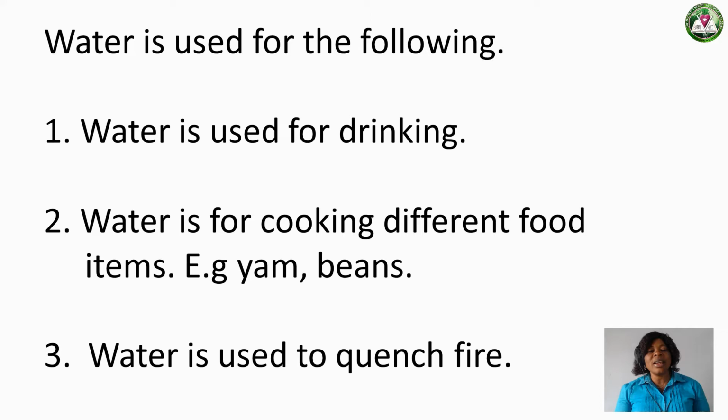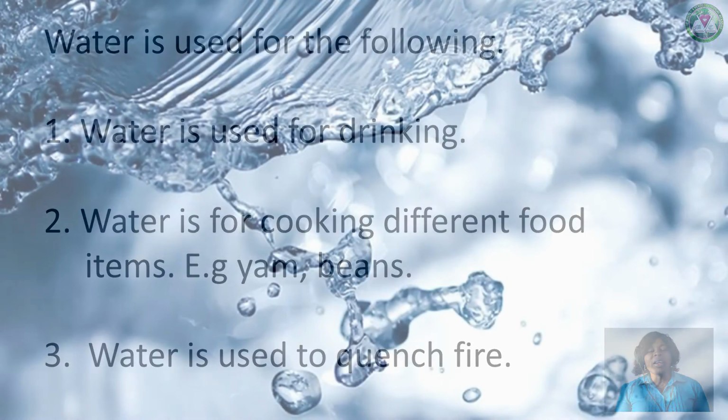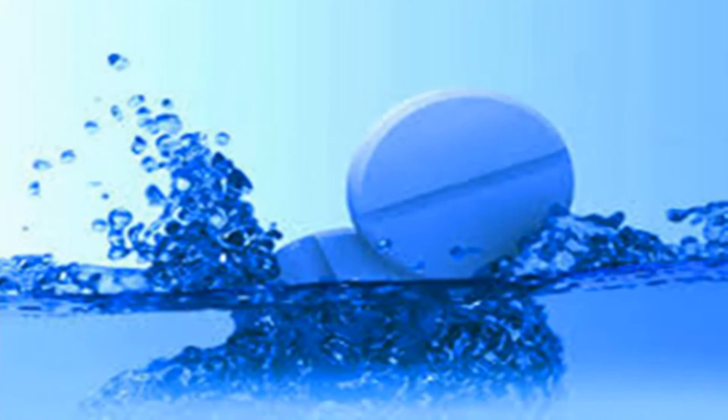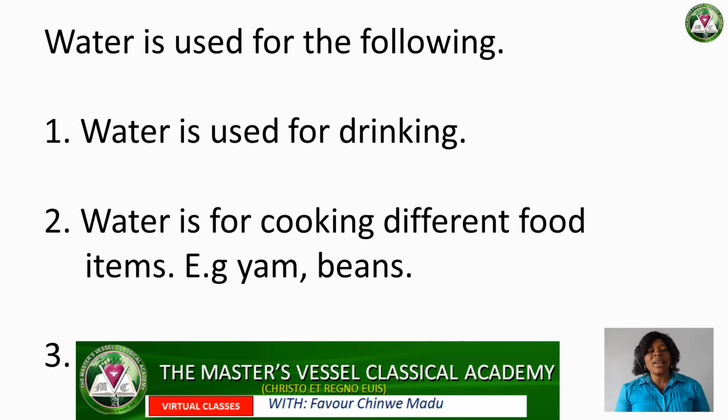Number 4, water is used in the pharmaceutical industries for making drugs. We use water. It is very important in this place for making the drugs that we drink.